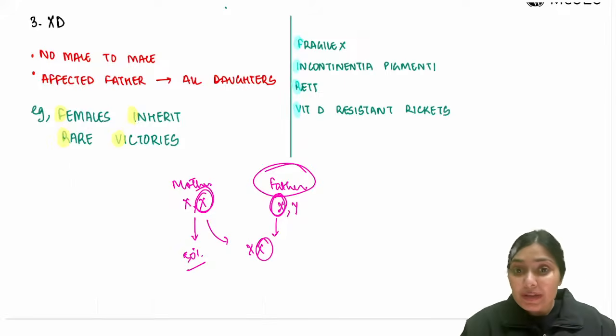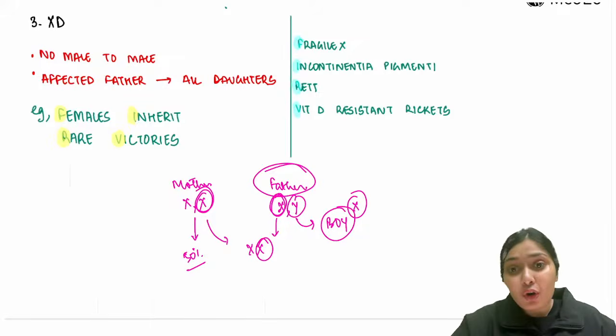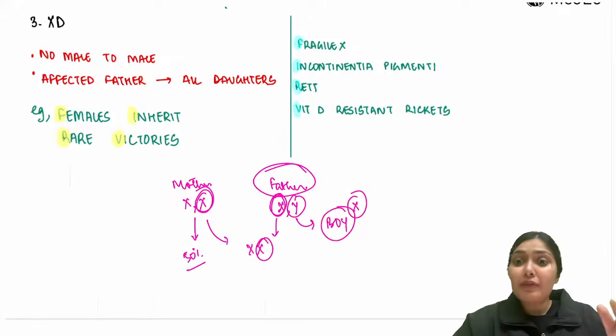But what about boys? If it is a boy child, then definitely father cannot give. So remember, in X-linked dominant, if father is affected, then the boy won't be affected. So no male to male. But if father is affected, all the daughters would be affected. So this is the core of X-linked dominant. Understood? So no male to male, an affected father giving to all the daughters, that is X-linked dominant.